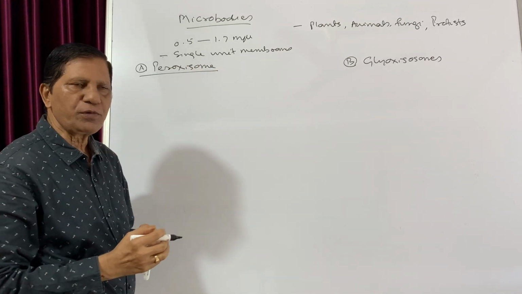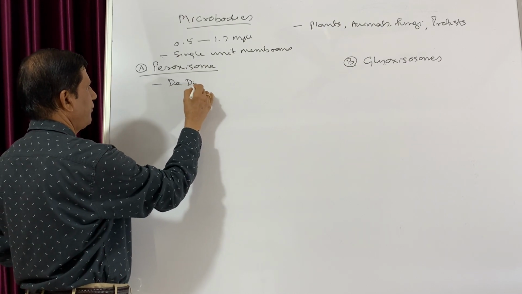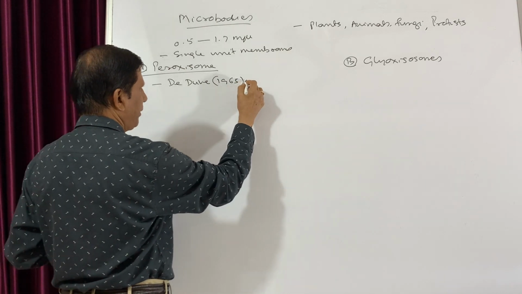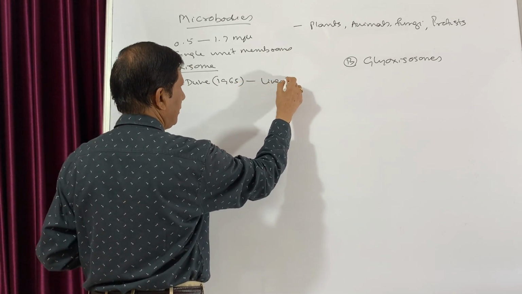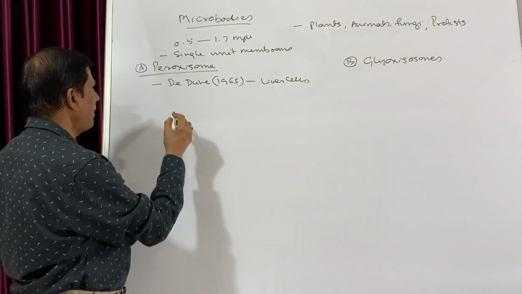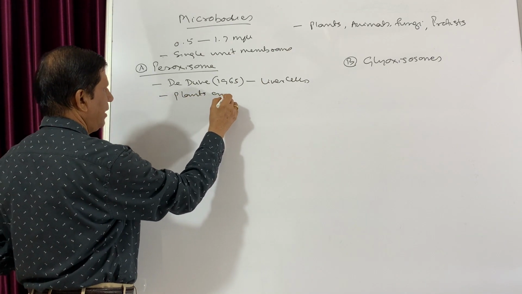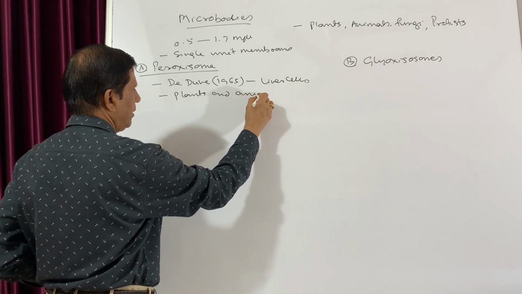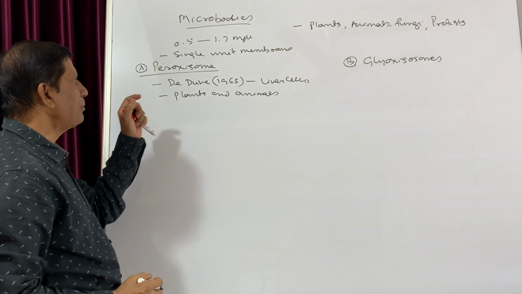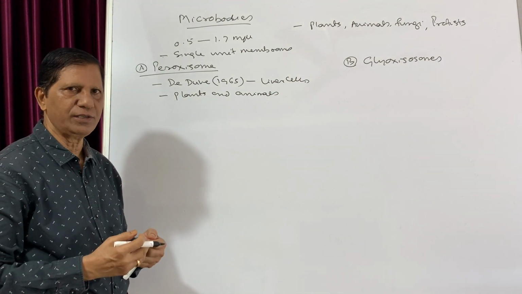The peroxisomes were first discovered by Christian de Duve in 1965 from the liver cells. And these are found both in plants and animal cells. Now, why are they known as peroxisome? What is the reason behind this?